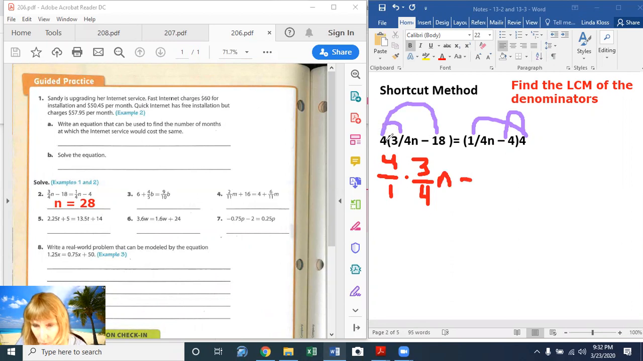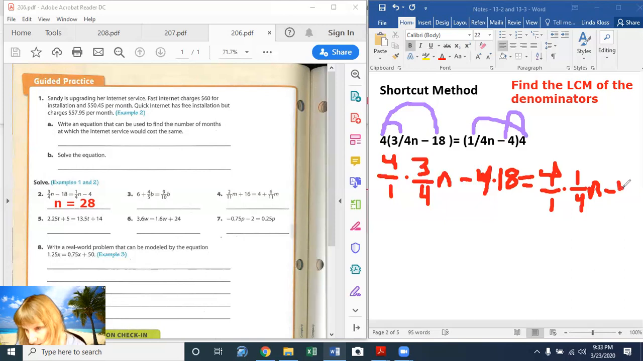Minus, we have the 4 times the 18. 4 times 18 equals, hopefully I'm not going to run out of room, we have the 4 times the 1/4 n, so we have 4, and I'm going to put it over 1, times 1/4 n, minus 4 times 4. And I don't know if I'm going to fit 4 times 4. I'm going to try. 4 times, I did it.